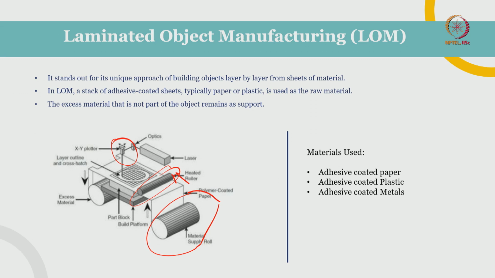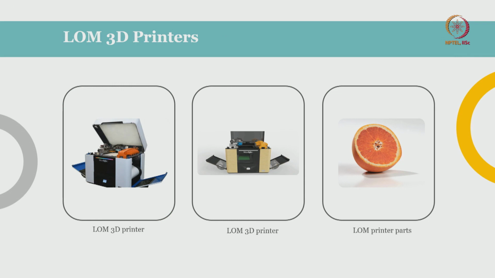Okay, and these are some different kinds of adhesive laminated sheets that we can use in these kinds of printers. Then we will see some available laminated object manufacturing machines. These are two LOM 3D printers. You can see the rollers here, which supply the sheets to this print head or feeder. This will push the paper, and here you have the laser system which will cut the laminated sheets.